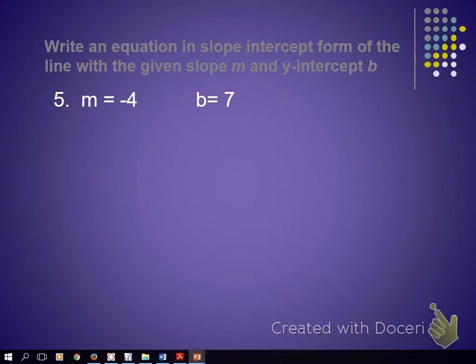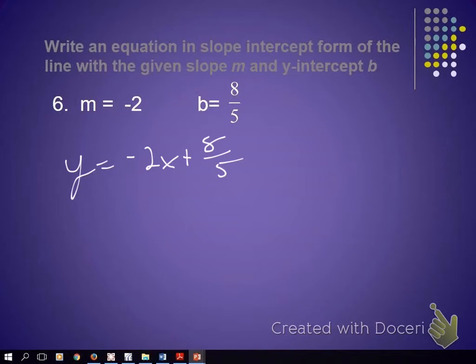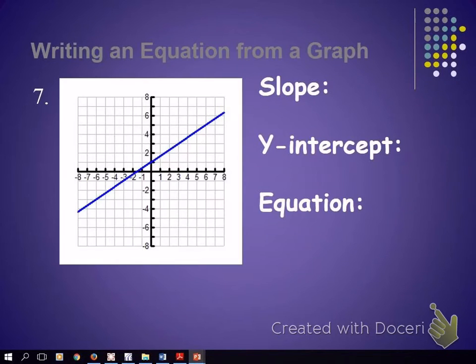Piece of cake, right? So how about the equation for this guy? Hopefully you're thinking it's just negative 4x plus 7. Right? Good. Try this one. Stop the video, give it a shot, start the video back up and see if it's right. Did you get negative 2x plus 8/5? I hope you did. That's it. Okay? All right.